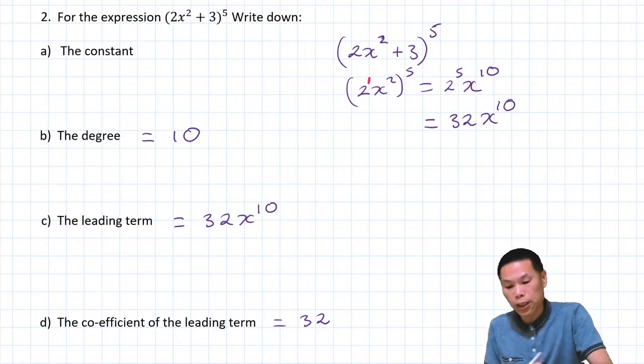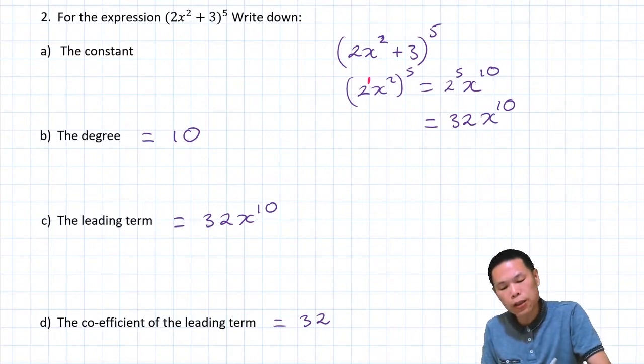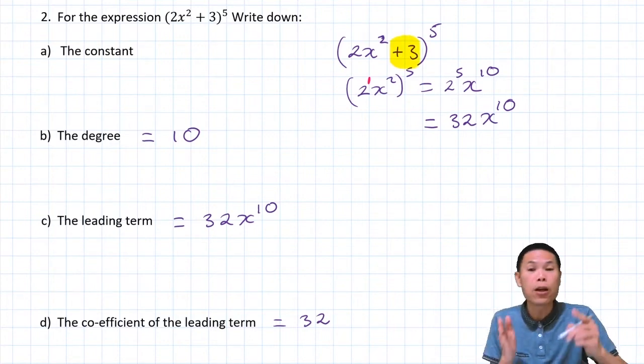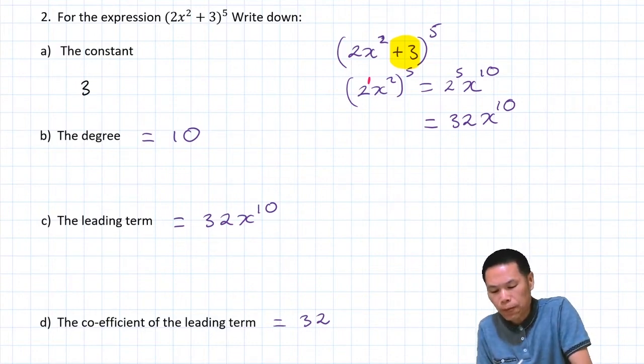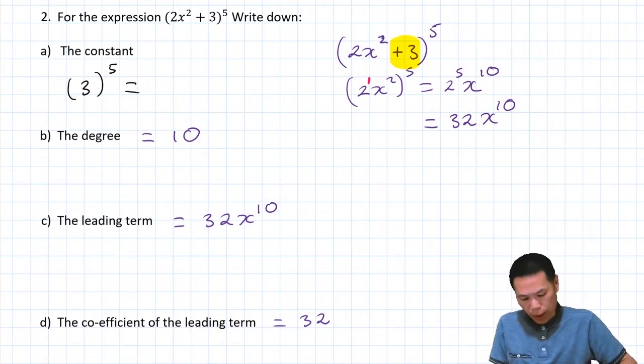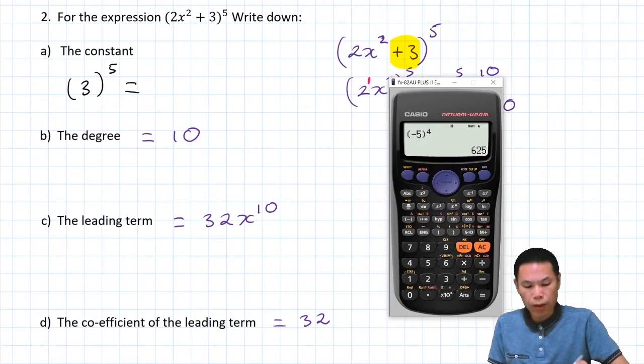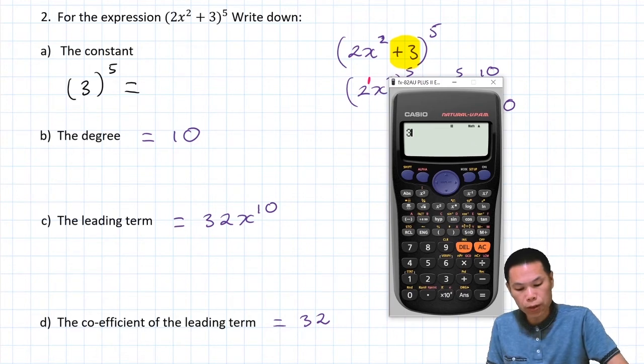And the constant. Now the constant inside this bracket is 3, but then it's power 5. So it goes 3 to the power 5, which equals, I just use a calculator, 3 to the power 5.